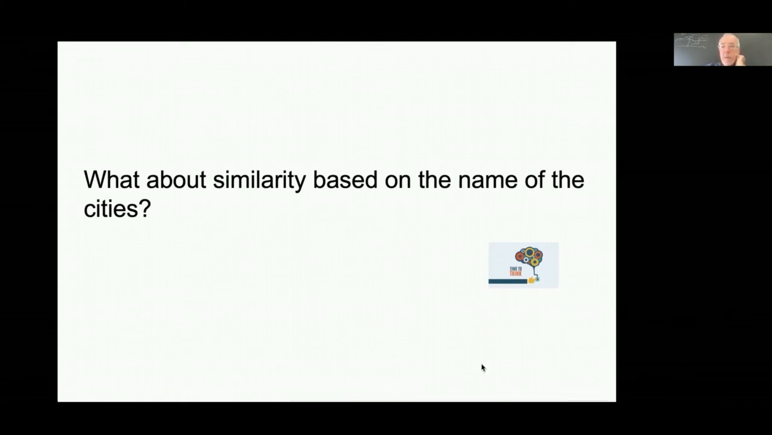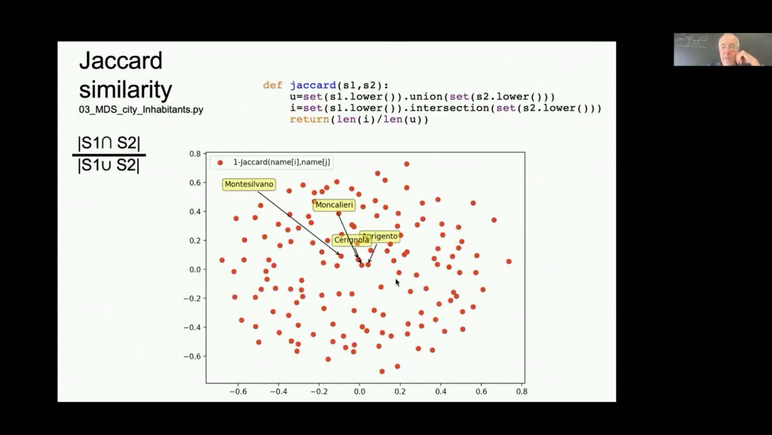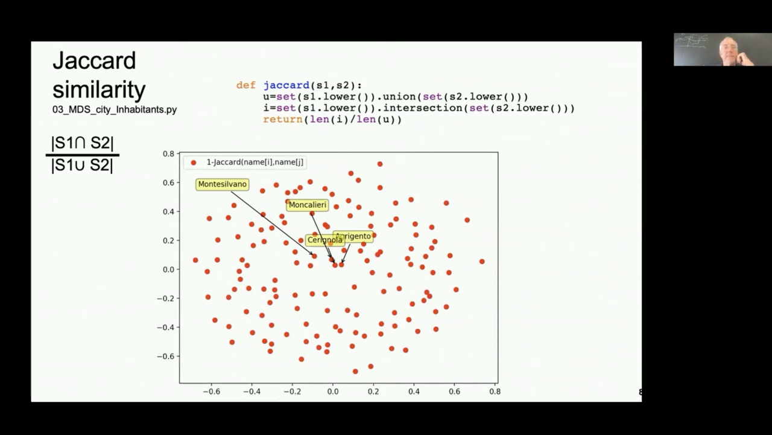You see the question? Jaccard, yes, very good. Very good idea, hoping that you didn't read the slides. Jaccard distance between the names, because someone pointed out the idea. Here it is. Yeah, you can implement the Jaccard. Remember that Jaccard similarity is the number of elements in the intersection divided by the number of elements in the union.